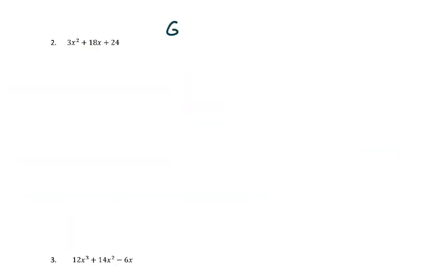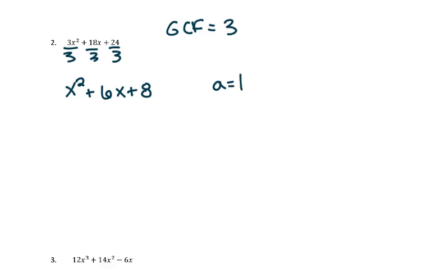All right, so GCF first. So GCF for this problem is 3. Because it's 3, we're going to divide by it, so we get the numbers smaller. We get x squared plus 6x plus 8. Then we're going to make the magic x. So a equals 1, b equals 6, c equals 8.